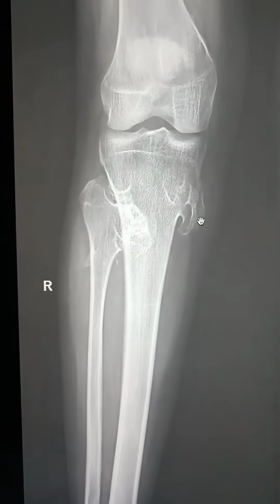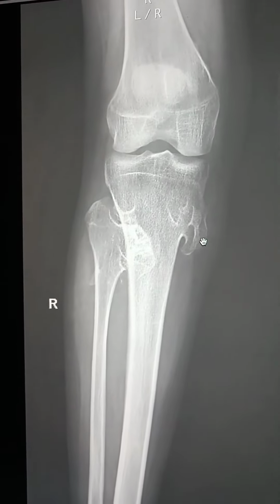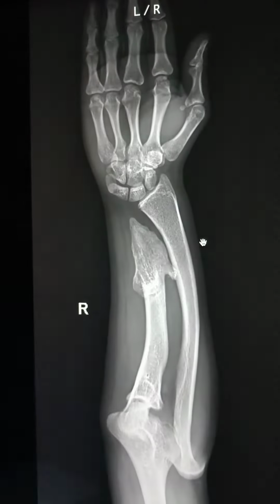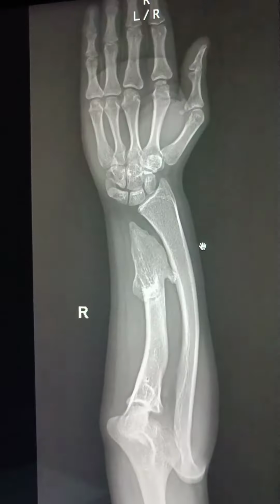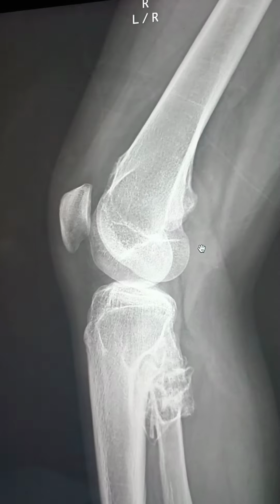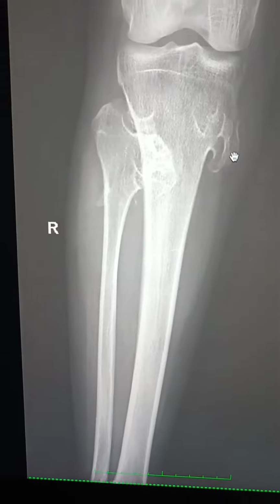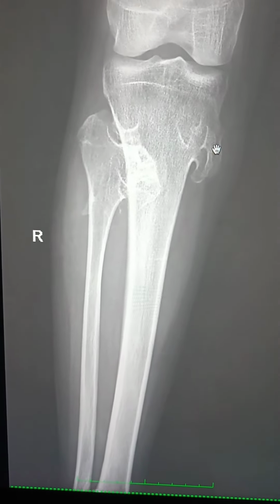To discuss a 14-year-old female child who came for X-ray with a complaint of multiple bone pain. This is the X-ray series of this patient, a 14-year-old female child. This is the X-ray of the right knee with leg.